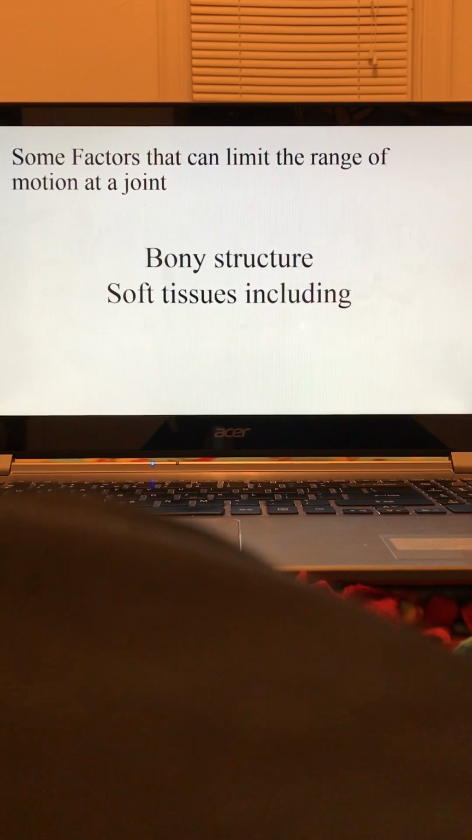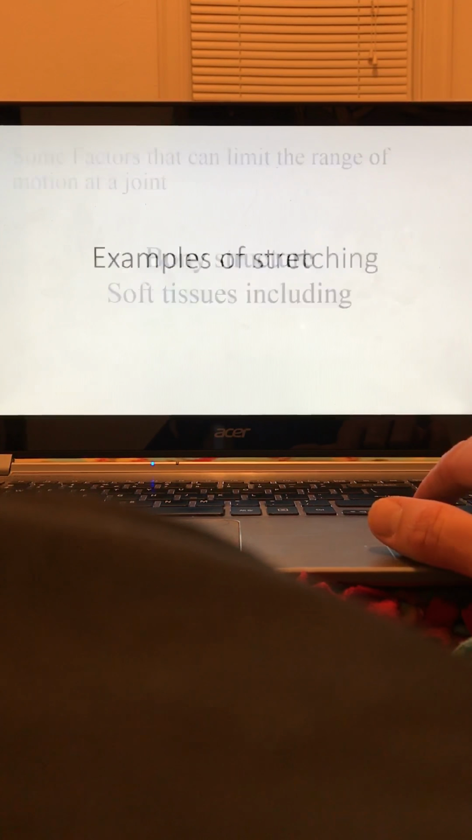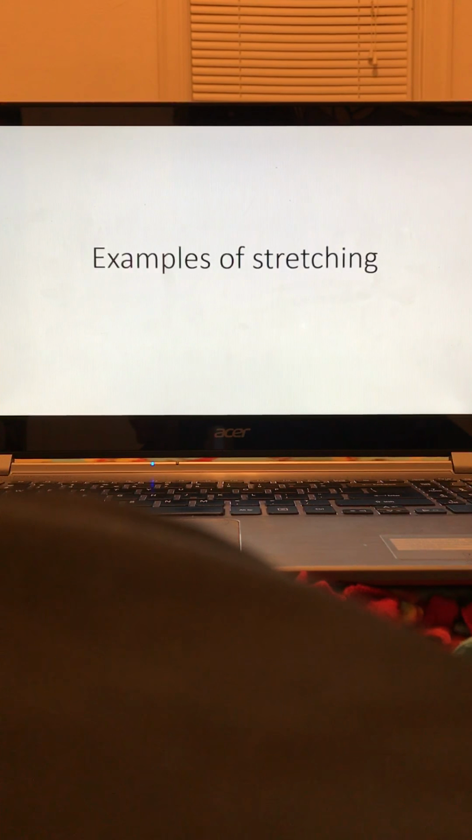Some factors that can limit the range of motion at a joint. One would be bony structure in the knee or elbow joints. Next would be the soft tissues, including muscle, connective tissue, and skin, usually in the ankle or hip joints. Now we will go into some video examples of different types of stretches.